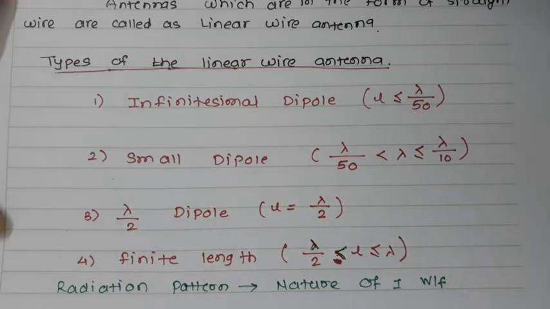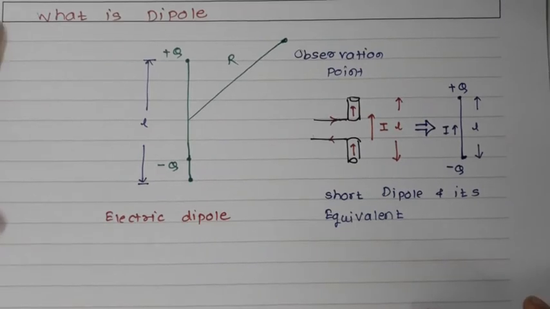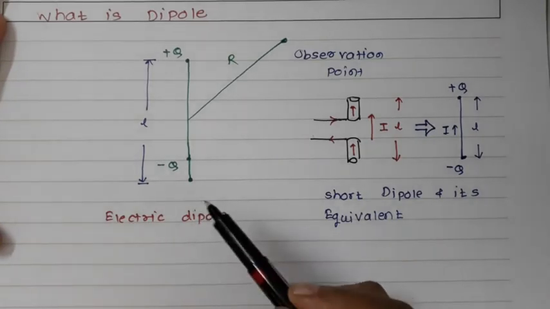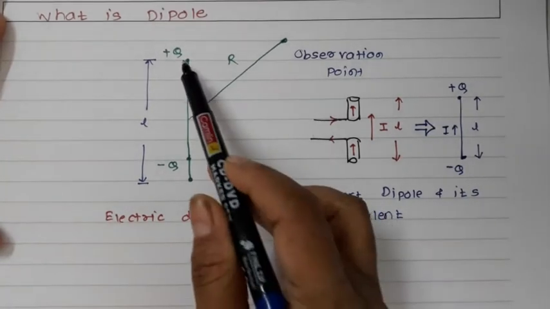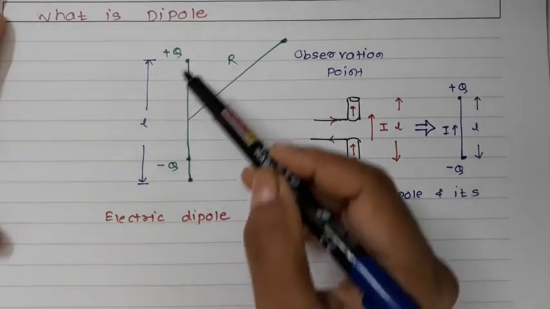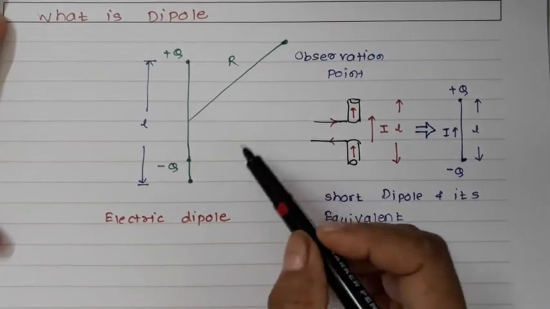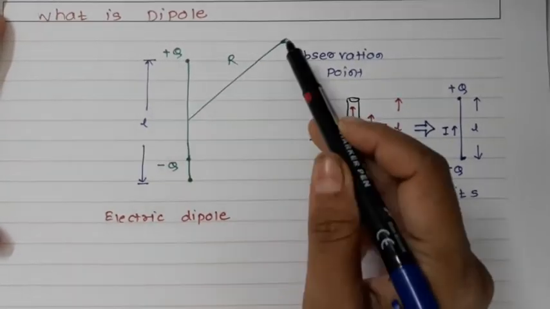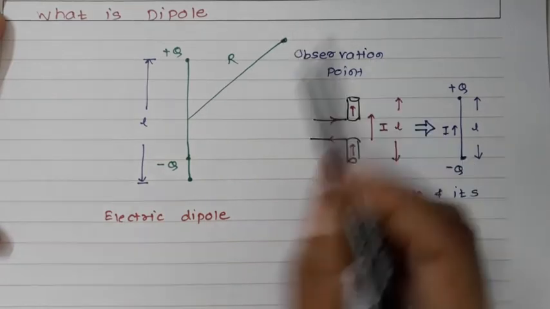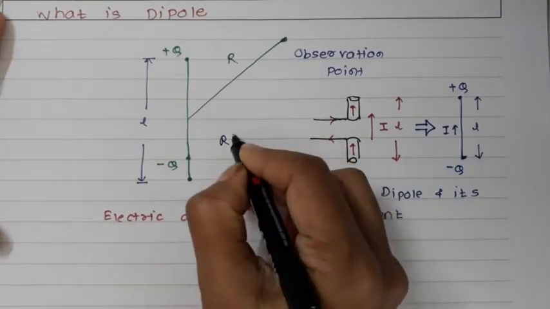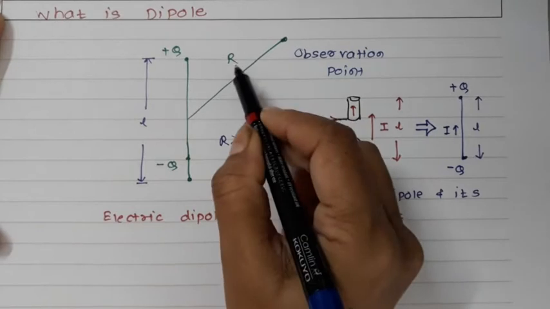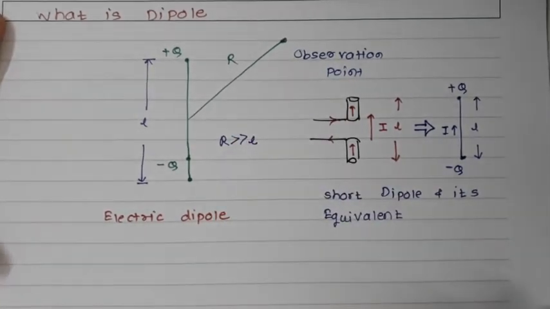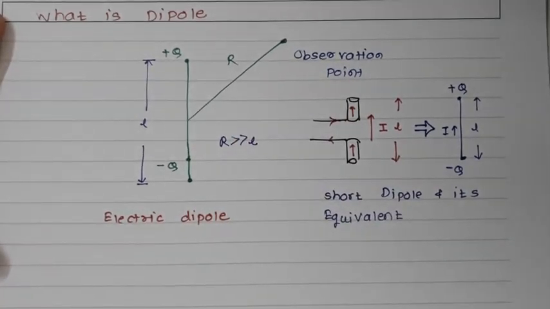Now let us talk about the dipole and try to understand what we mean by it. Basically, a dipole is defined as a system of equal and opposite charges separated by a very small distance as compared to the distance of the observation point from the dipole, that is r. So here we are saying that r is much greater than L, where r is our observation distance and L is the length of the dipole.